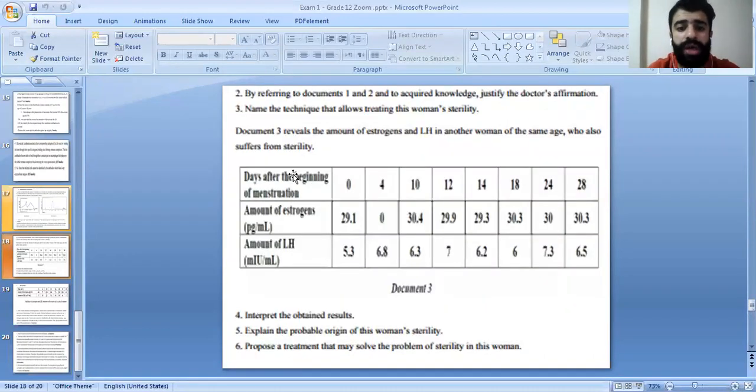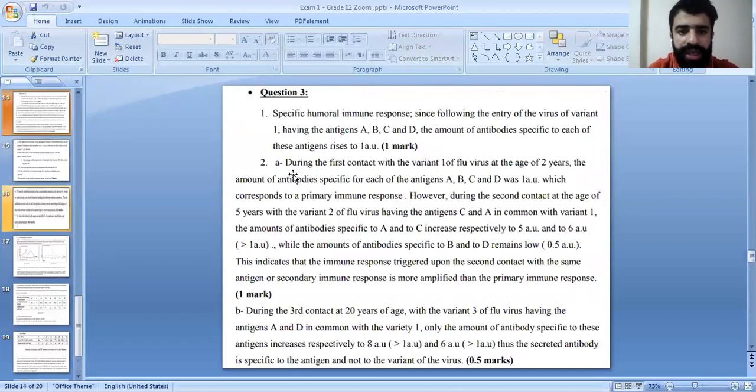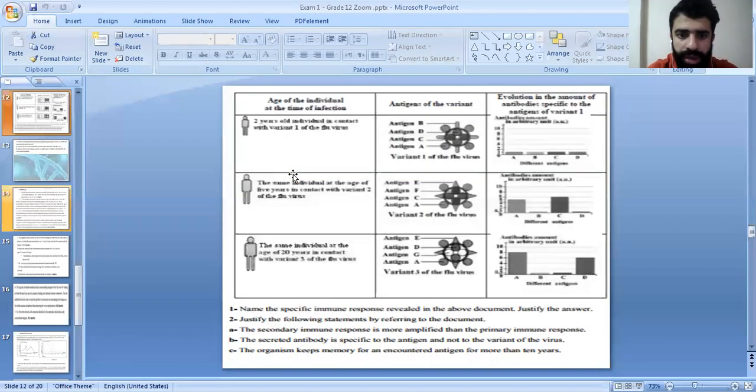Also, you have to know, according to the immunology exercise, they have antibodies, so the immune response is specific humoral. You have to know that the secondary immune response is more amplified, so you have a high amount of antibodies. You have to know that the secreted antibody is specific for the antigen and not to the variant of the virus, since the amount of antibodies will increase according to the antigens and not to the variant of the virus. And you have to know that after 18 years, from the year 2 to the year 20, the amount of antibodies increases after encountering the same antigens, which are A and D. So this explains that we have immune memory.